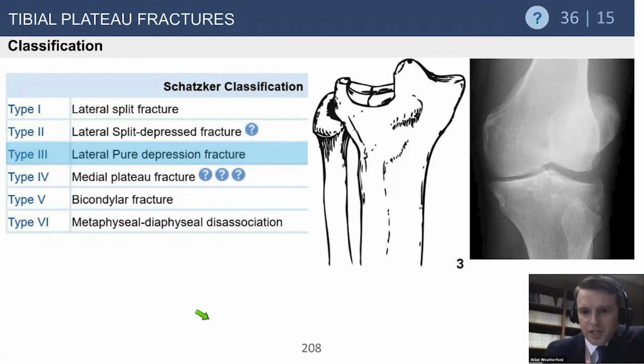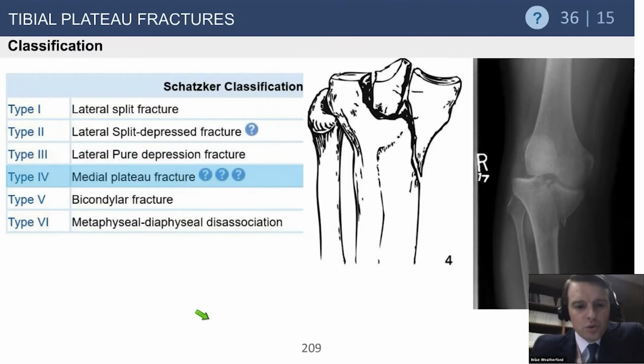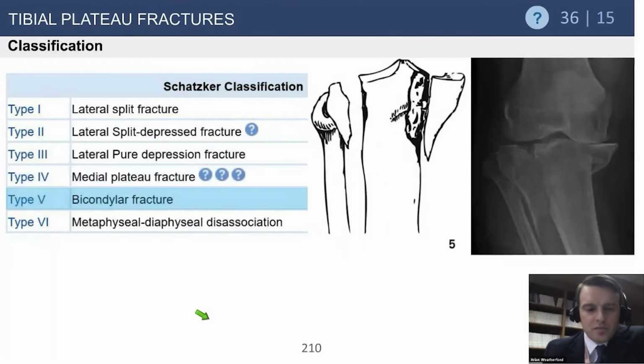A type 3 injury is a pure depression. These are more commonly seen in older patients who may have poor bone quality. It's a pure depression fracture. There is no actual fracture line that exits the lateral cortex. Type 4, which we just discussed, is a medial plateau fracture. It's a totally different animal than a lateral plateau fracture. High incidence of multiligamentous knee injury, and the highest incidence of vascular injury of all tibial plateau fractures. It is a bad actor, and you need to be aware of that when you see these injuries.